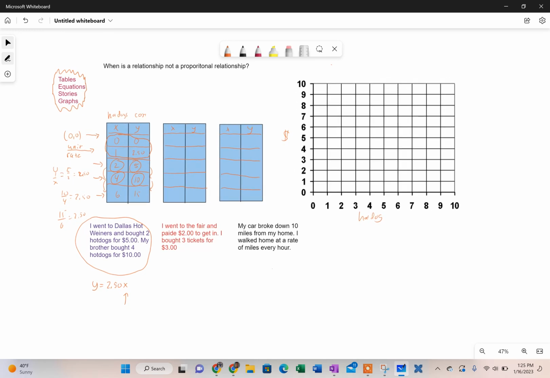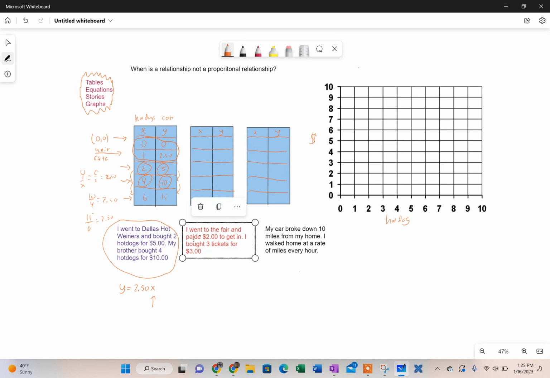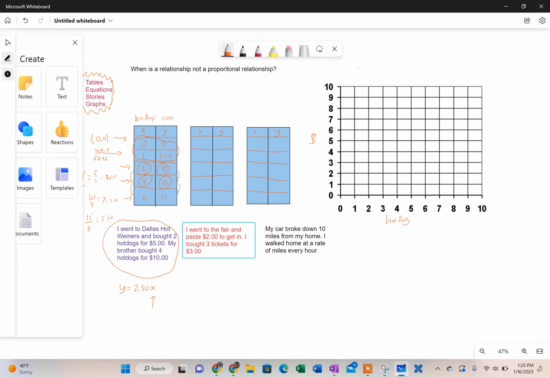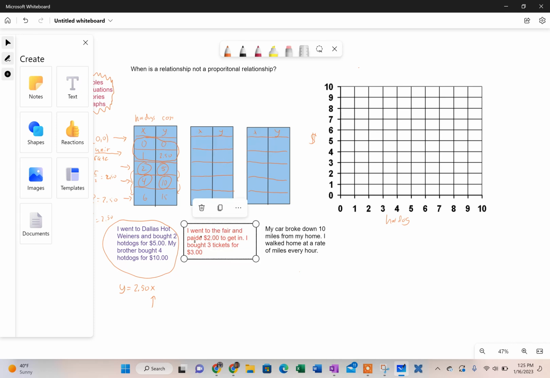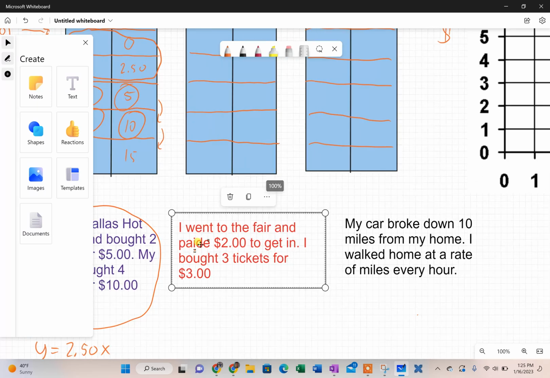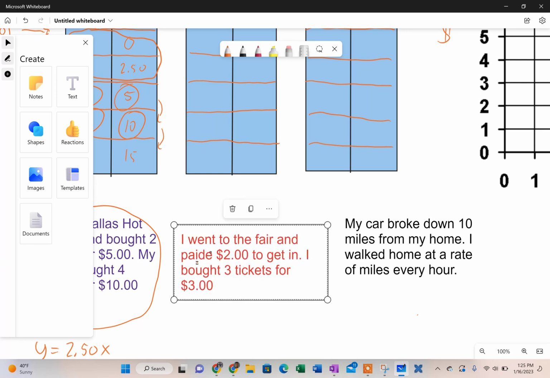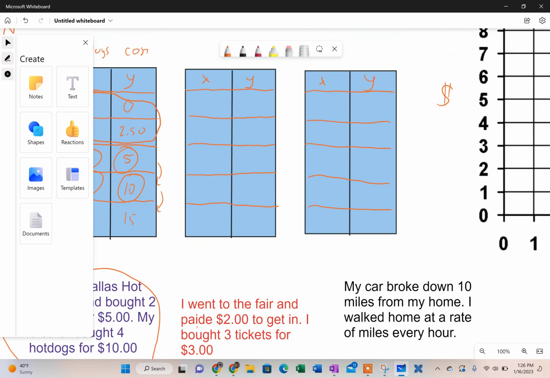This one says, I went to the fair and, I forgot how to spell words. Let me see if I can fix this real quick. Oh no, goodness me. You'll notice that I spelled the word paid wrong, and I apologize, but apparently I'm not able to edit. Maybe I can cross that out. Oh, geez Louise. Anyway, paid is not spelled P-A-I-D-E. Anyway, back to the story.